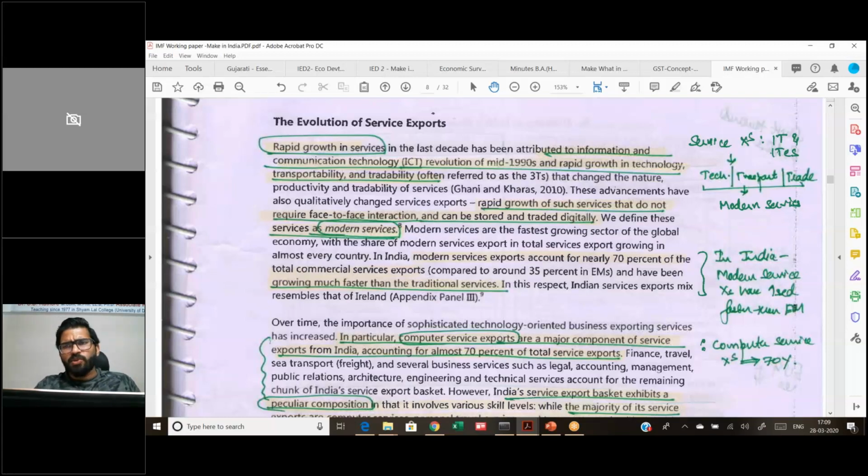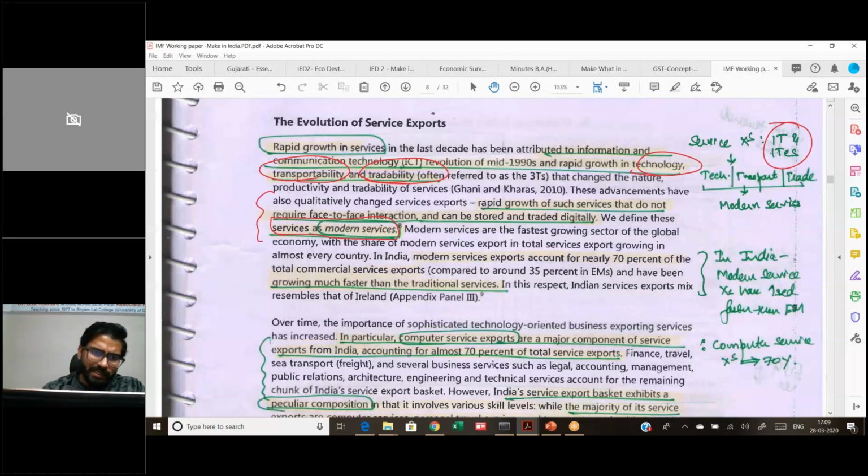And that service exports is based on the revolution that has happened in terms of information technology and information technology enabled service. So IT and ITES has changed the basic ground realities, and it has tectonically shifted the India service exports to another level. This technological revolution is based on technology, it's based on transportability, it's based on tradability. So all of that has led to the development of what is called the modern service sector in India.